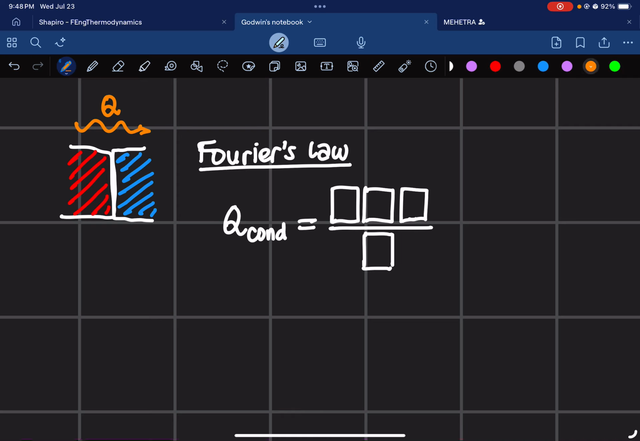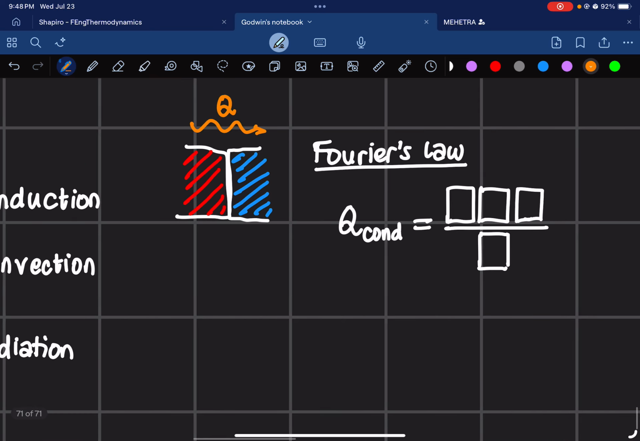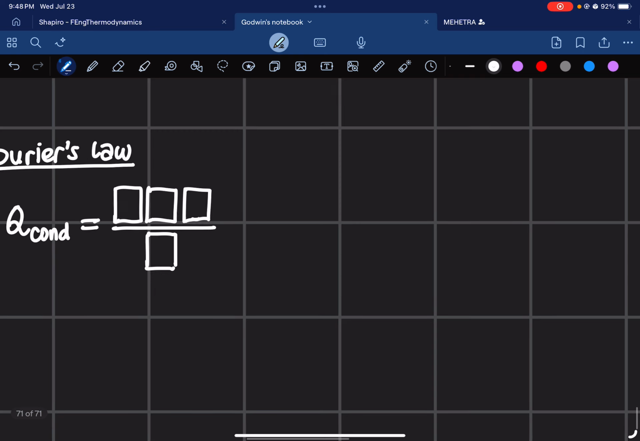Uunahan ko na kayo, sasabihin ko na more heat is transferred the higher the temperature difference is between the two surfaces, right? The higher the temperature difference, the higher the heat transferred. Kumbaga, let's clarify this example.